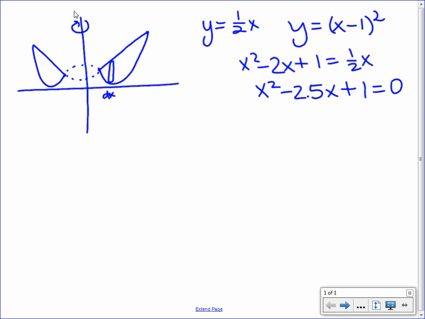Is it 1 and 1? Multiply to 2 to get 1 half. Tricky. Okay? So from x is 1/2 to x is 2. Those are our points of intersection. All right?